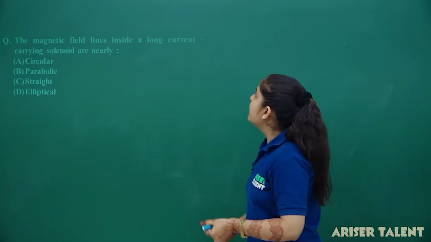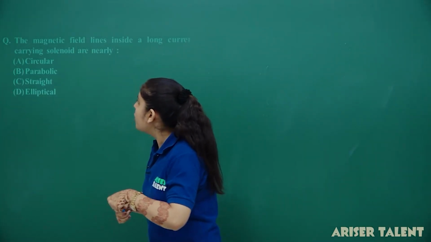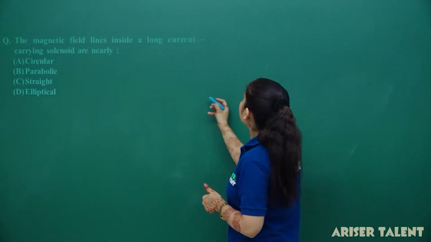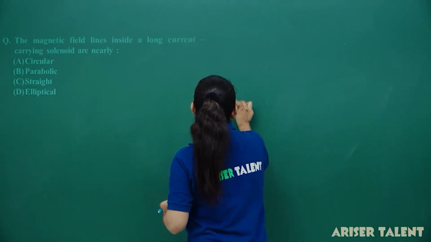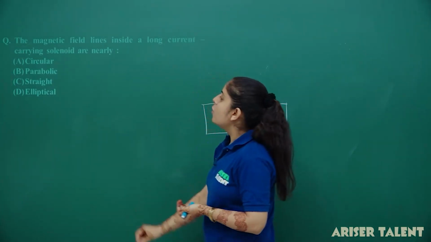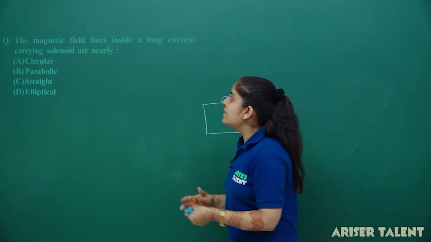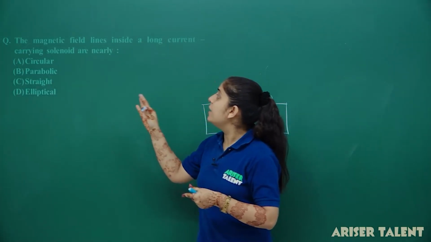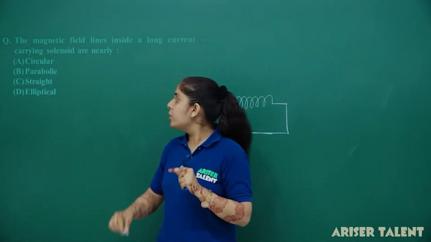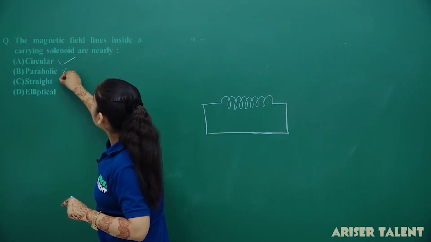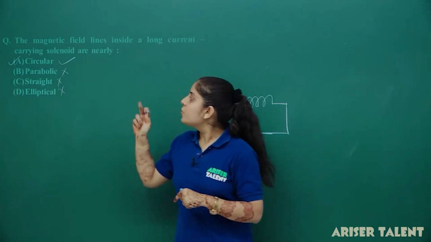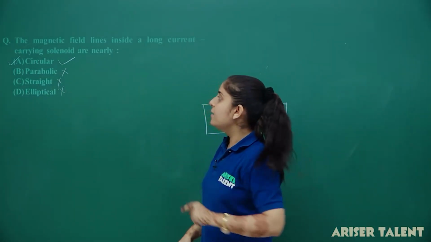The magnetic field lines inside a long current carrying solenoid are nearly. So if we are considering the solenoid, we have seen that it has a shape like this. This is our current carrying solenoid. If I am going to analyze the magnetic field lines inside a long current carrying solenoid, what will be its shape? The magnetic field lines due to a current carrying solenoid will be in this shape. It cannot be parabolic, it cannot be elliptical, and it cannot be straight. It will be in a circular fashion. So which option is correct here? We can see that option A is correct here.